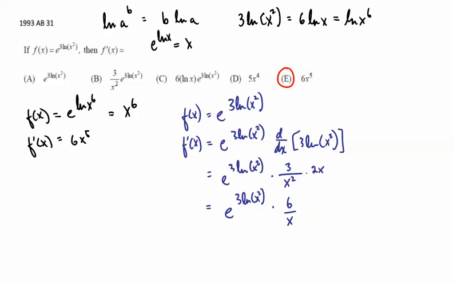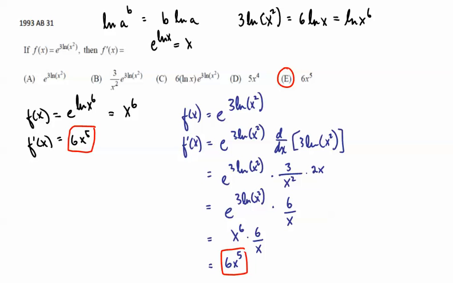Now at this point we don't have any answers that look like that, and so we still will have to use the properties of logarithms. We go back to the idea that 3 ln of x squared is ln of x to the 6th, and e to the ln of x to the 6th is just x to the 6th, times 6 over x, which is going to give us 6x to the 5th. Now there was a lot more work doing it that way than doing it by applying the properties of logarithms first, but either way it's going to work out in the end if you apply everything as it should be done.